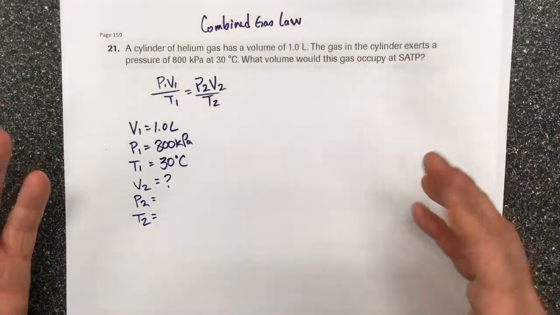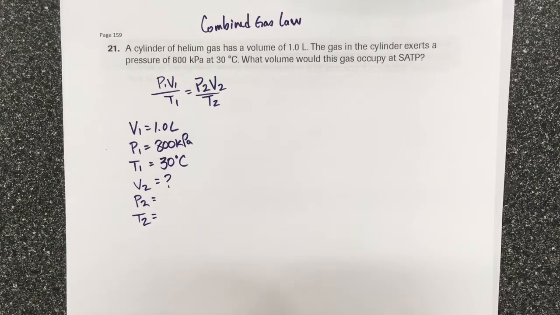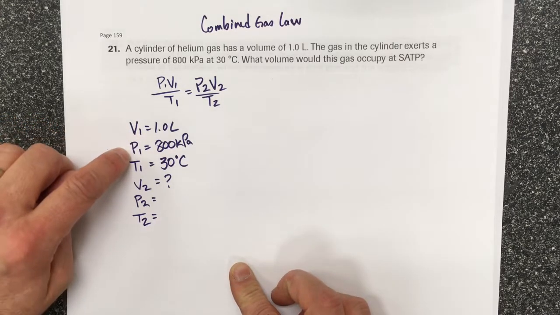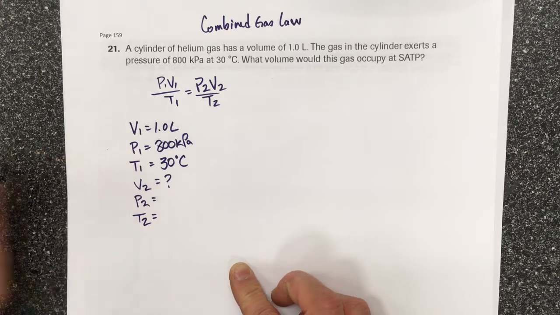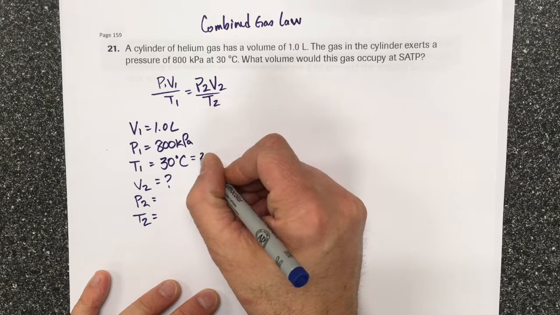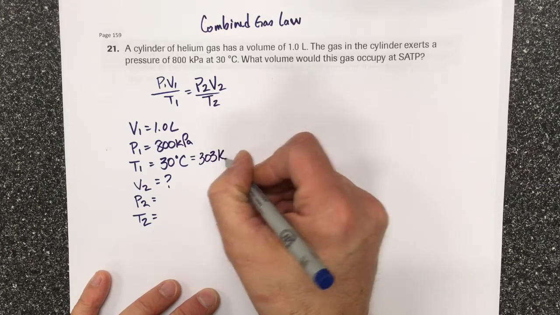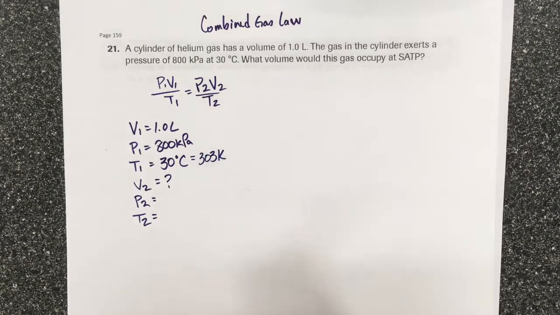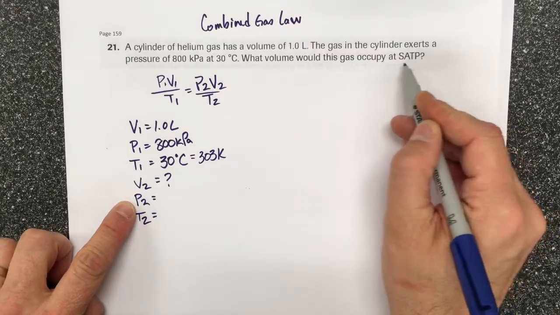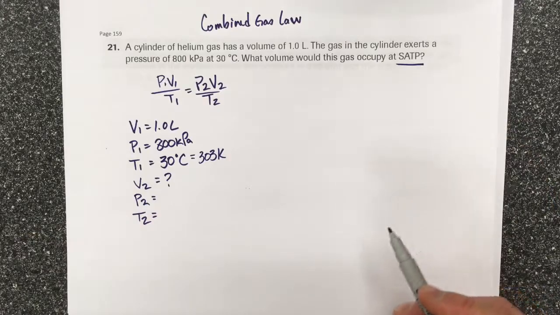In this case, the question says a cylinder of helium gas has a volume of 1.0 liters, and it exerts a pressure of 800 kilopascals at 30 degrees Celsius. Anytime I'm doing a gas law calculation, I need to change that to Kelvin. So that's 303 Kelvin. And then it says, what volume would this gas occupy at SATP?